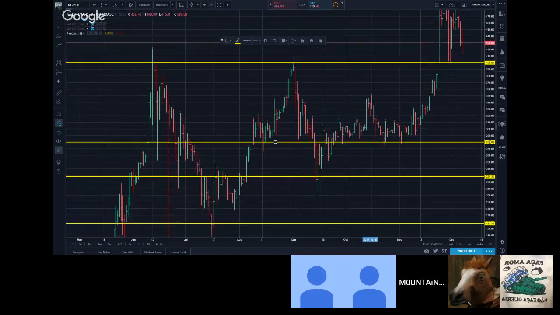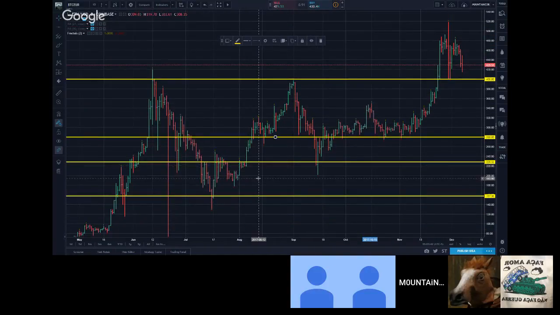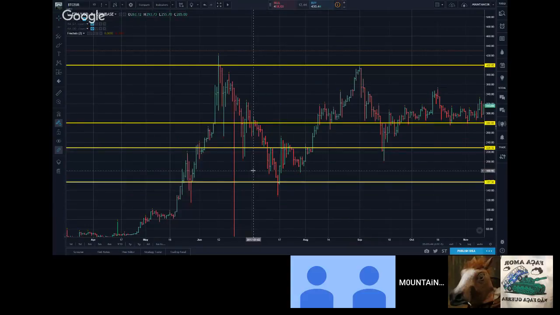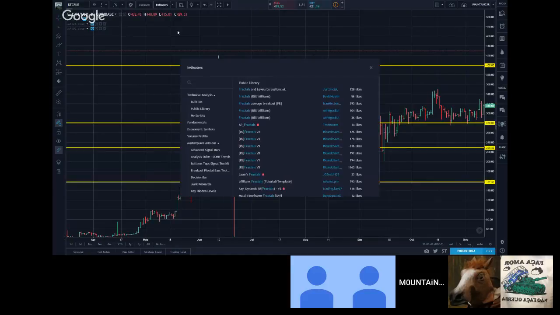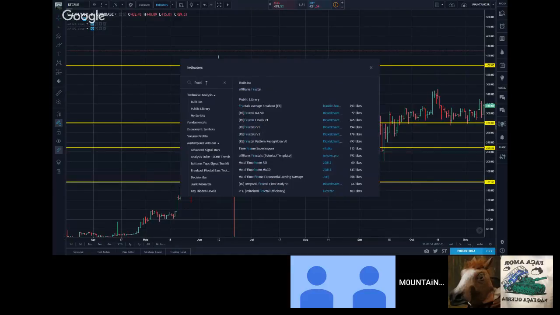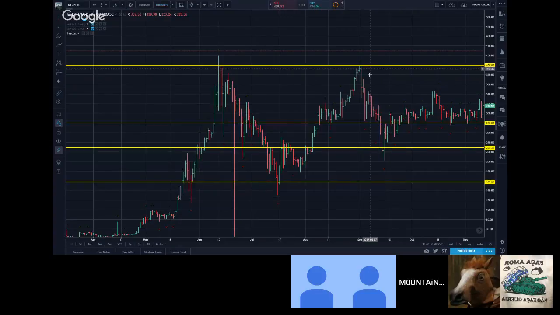Zoom out here. Those fractals are hard to see. I might have to go back to the regular Williams fractals. Sorry about moving around on you here. At least they're kind of far away from the actual price bar, but at least they're there. They're a little bit easier to see. Can you see them on your screen, the green and the red little arrows? Yes. Okay.